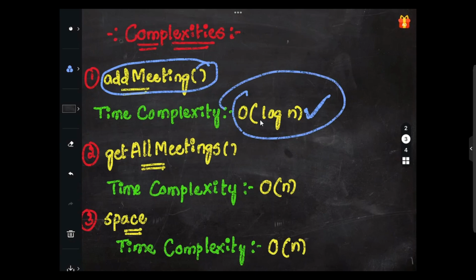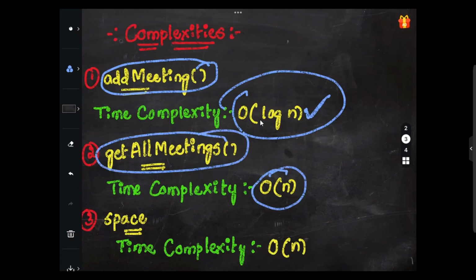So let's go with the second one here, the get all meetings method. Just look into your code. So here in this case, the time complexity is big O of n. So why is it big O of n? Because we are iterating through all the meetings, right? We were iterating through all the meetings while we wrote the code, if you remember, in the get all meetings method, right? So let's come to the space complexity here.